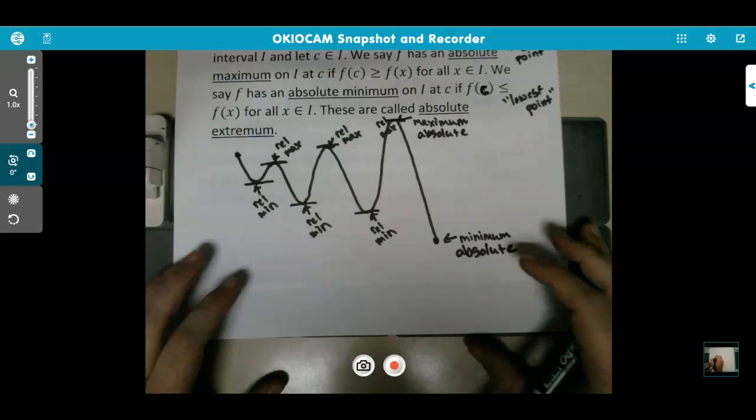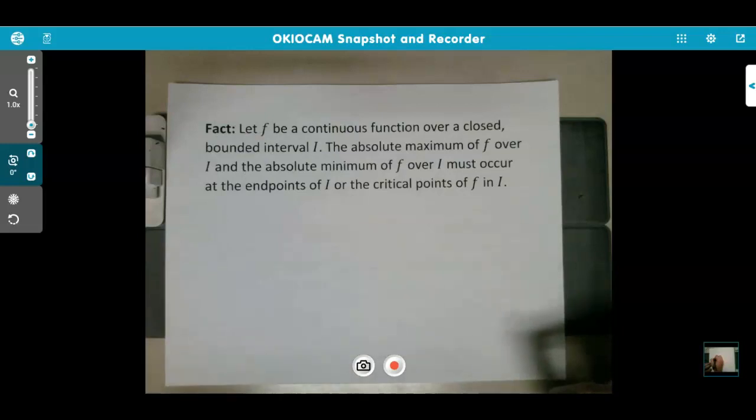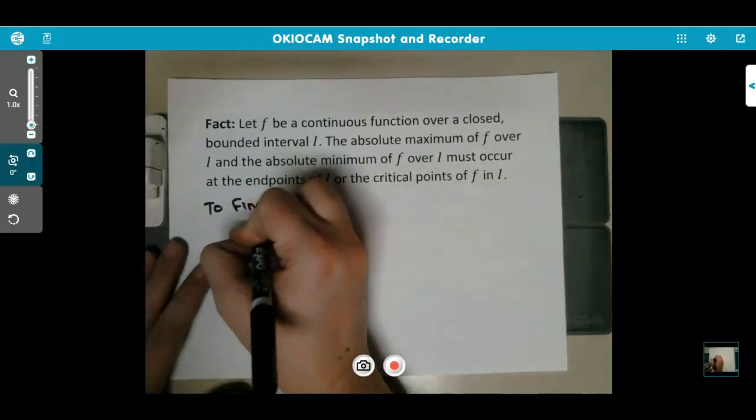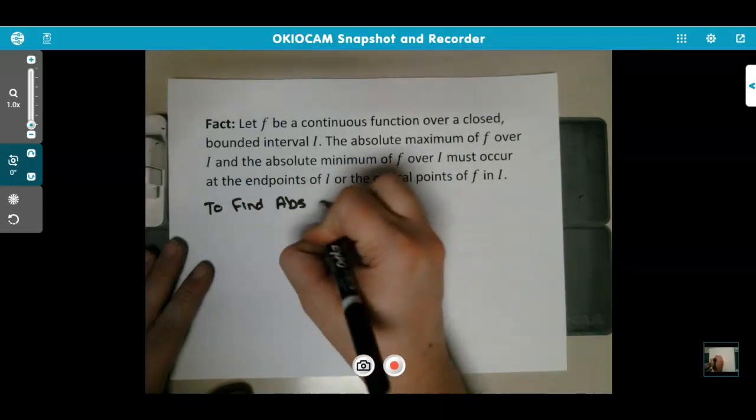Let f be a continuous function over a closed bounded interval I. The absolute max of f and the absolute min of f must occur at either the endpoints or the critical points. What this means is to find the absolute max and min.